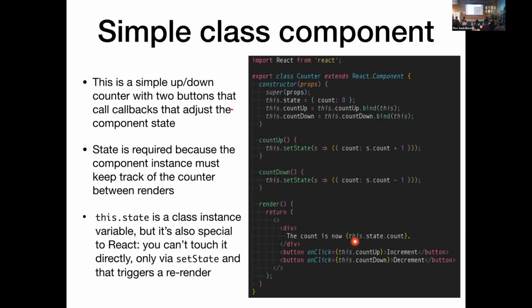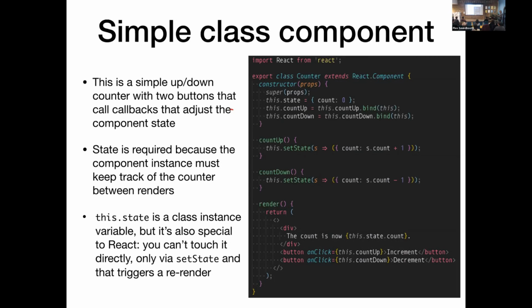So all the instance variables are this dot something, which would be normal for a class, and React manages a thing called state. So we start out the state with a count of 0, and then we have a couple of buttons that have onClicks to do this count up and count down. The count up adds one to the count, and the count down subtracts one from the count.